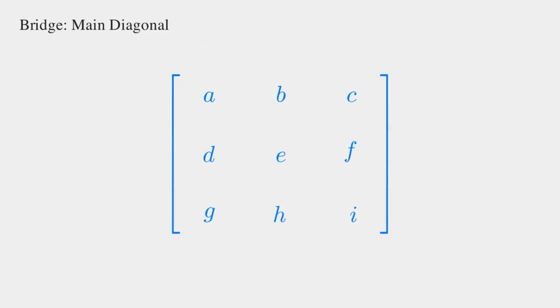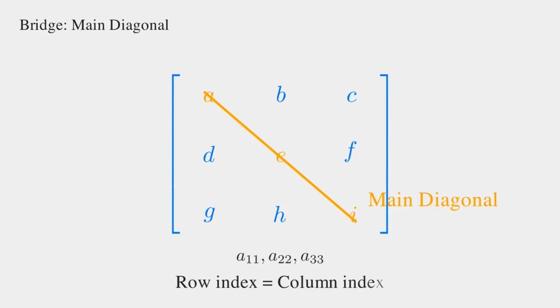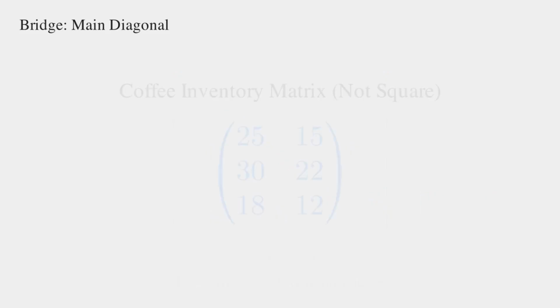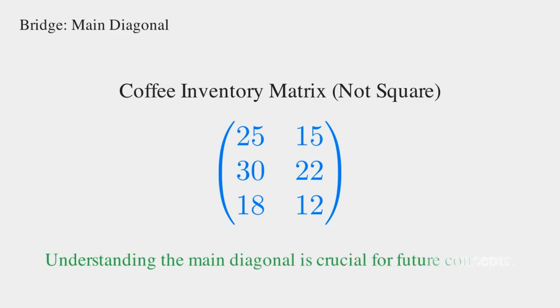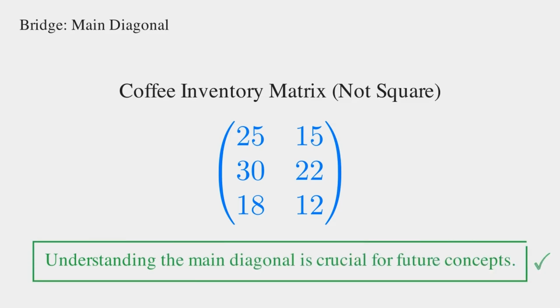For any square matrix, we have something called the main diagonal. These are the elements running from the top left corner down to the bottom right corner. Think of it as the elements where the row index is equal to the column index. While our main coffee inventory matrix isn't square, understanding the main diagonal is crucial for future matrix operations and concepts like determinants, which you'll encounter in higher level math.